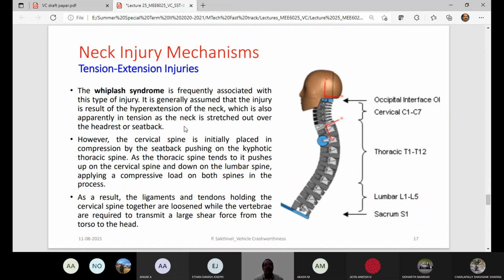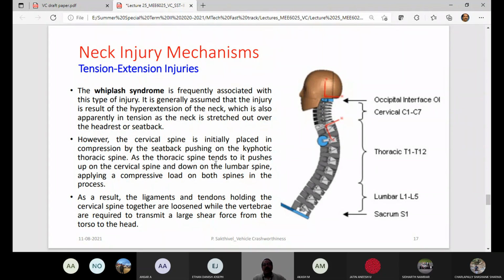That's what is whiplash syndrome, which is frequently associated with this type of injury. It is generally assumed that the injury is a result of hyperextension of the neck, which is also apparently in tension as the neck is stretched out over the headrest and seat back. However, the cervical spine is initially placed in compression by the seat back pushing on a hypokyphotic thoracic spine.